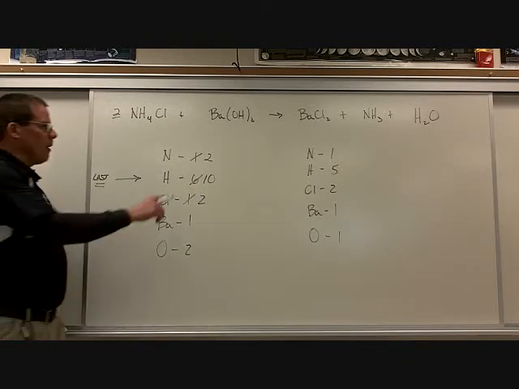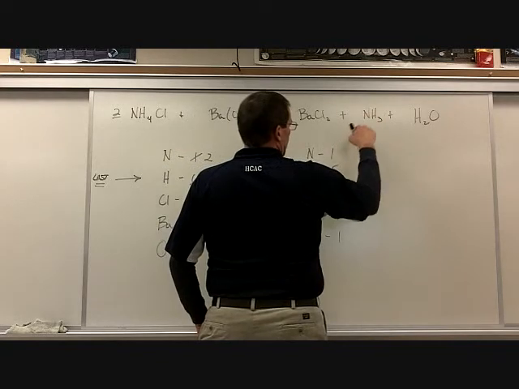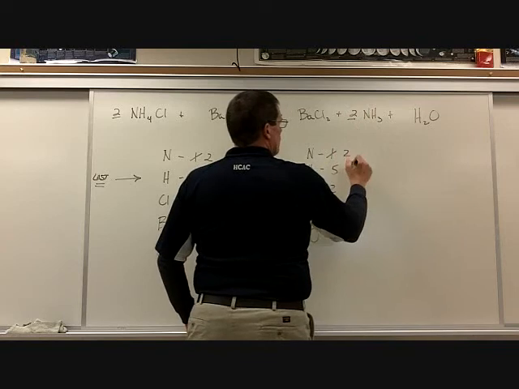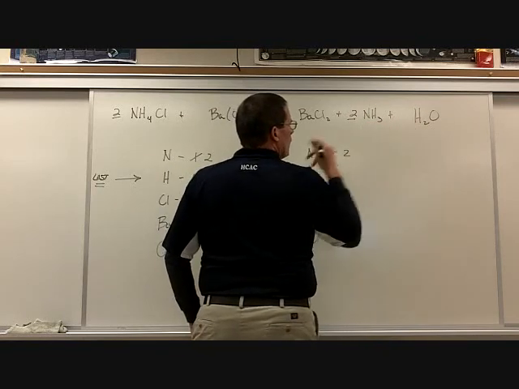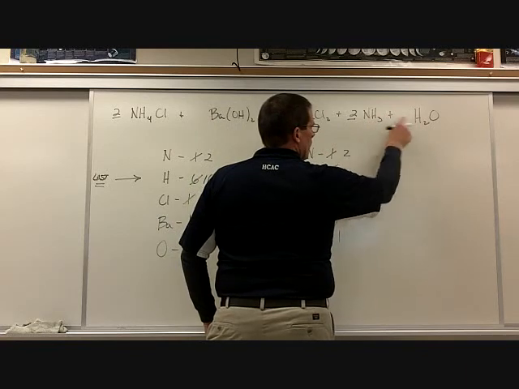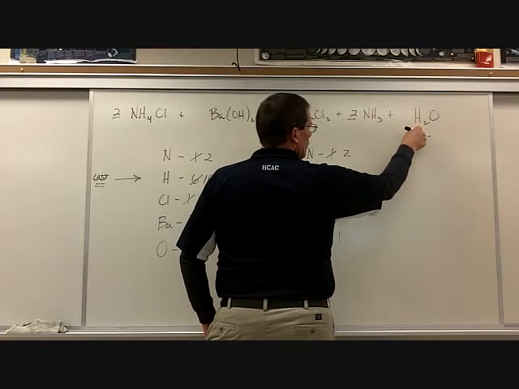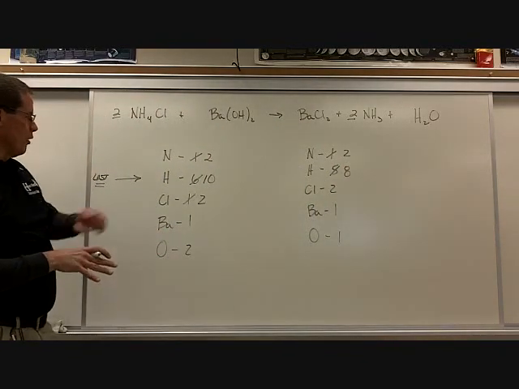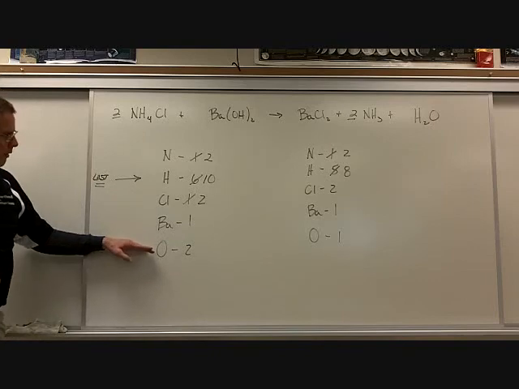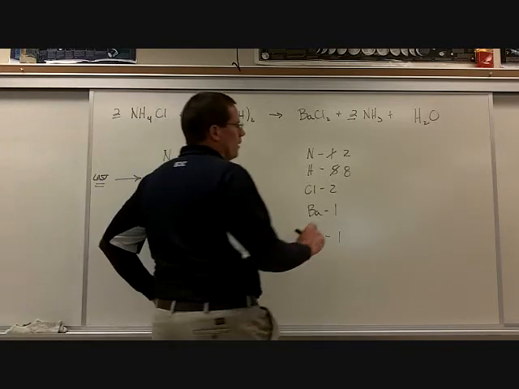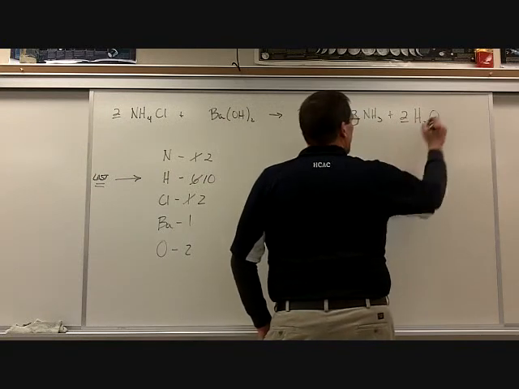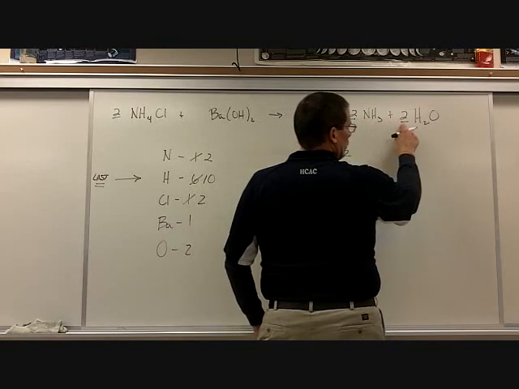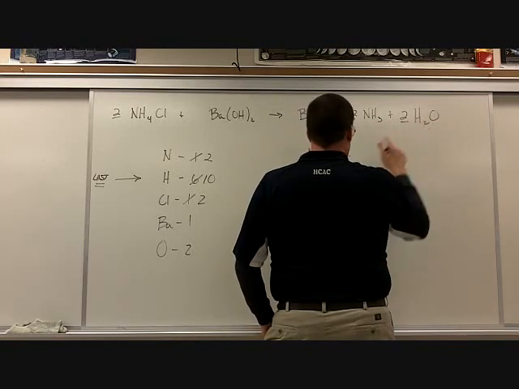All right. So now my nitrogens have gone up. So how can I get 2 over here? Multiply that by 2. So I got 2 nitrogen. Now how many hydrogens do I have on the right? 2 times 3 plus 2, 8. And chlorines are good. Bariums are good. Oxygen. So how can I get 2 oxygen on the right side? Put a 2 there. So now I've got 2 oxygen. Now how many hydrogens do I have? 2 times 3 plus 2 times 2, so 10.